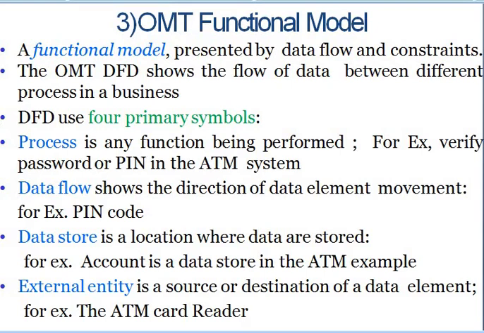Process is any function being performed. For example, in ATM machine system, verify password or PIN in the ATM machine system. Data flow shows the direction of data element movement. For example, PIN code. Data store is a location where data is to be stored. For example, account is the data store in the ATM example. External entity is a source or destination of data element. For example, ATM card reader.